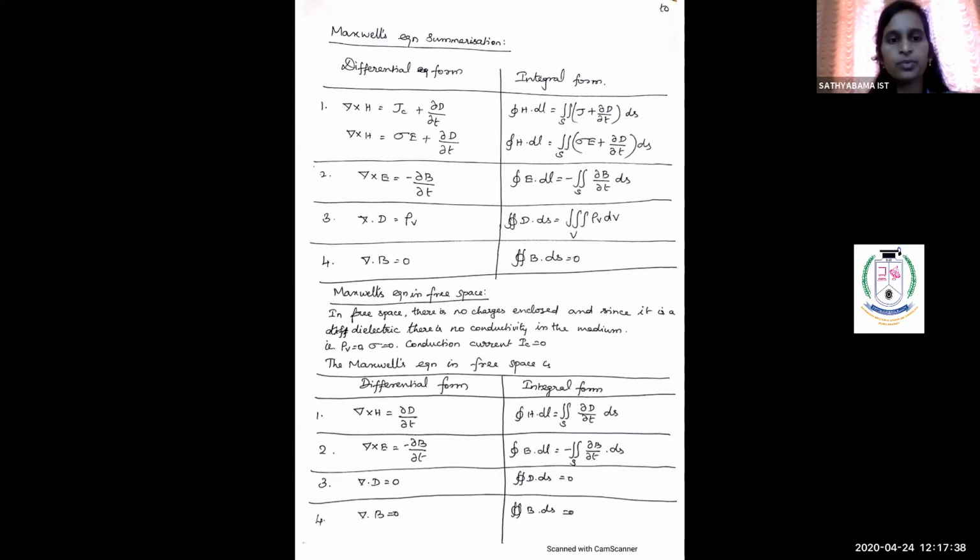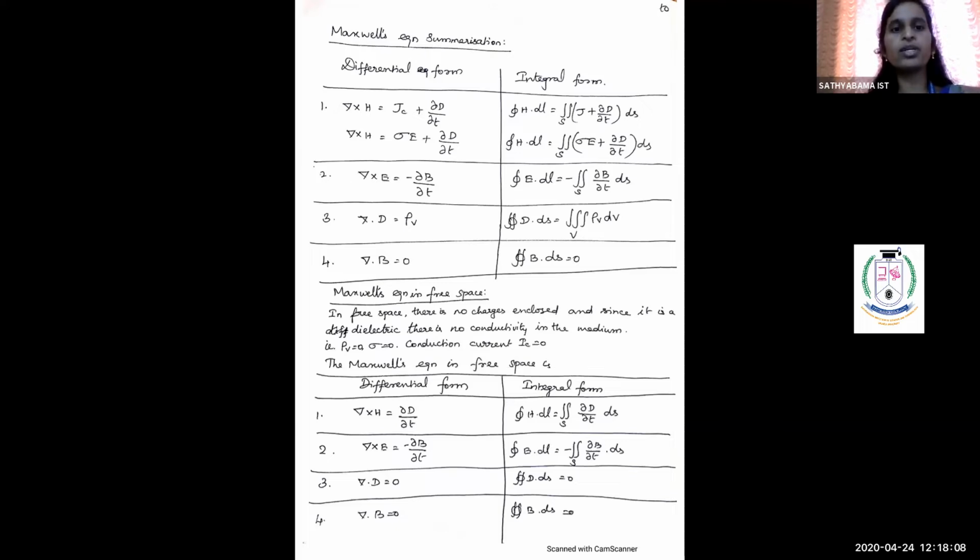Our third equation is derived from electric Gauss law. In differential form we can write that as del dot D is equal to rho v, and in integral form we can write that as surface integral D dot dS is equal to volume integral rho v dv. Our fourth equation is derived from magnetic Gauss law. In differential form, we write that as del dot B is equal to 0, and in integral form, we write that as surface integral B dot dS is equal to 0.